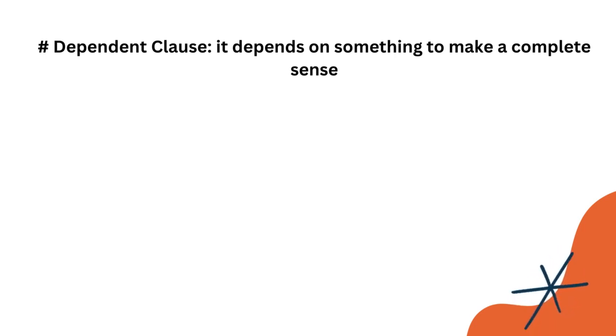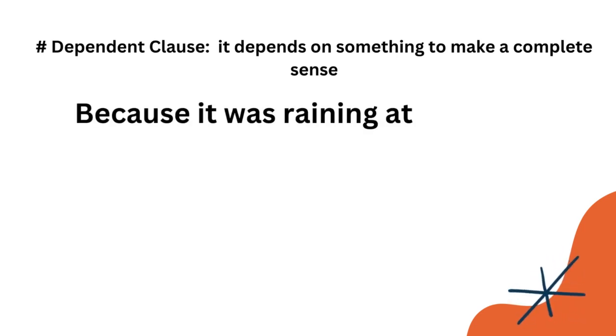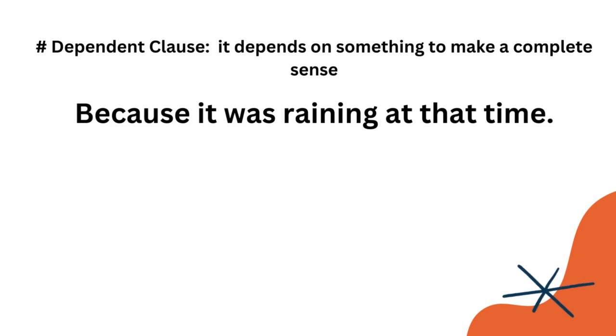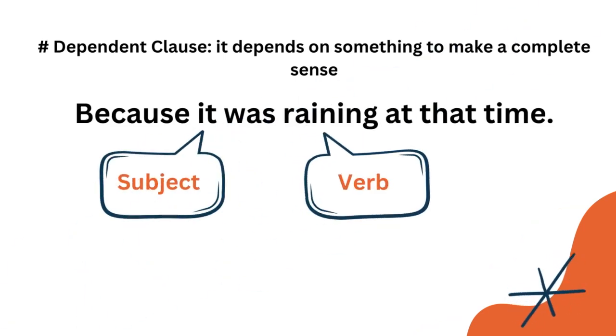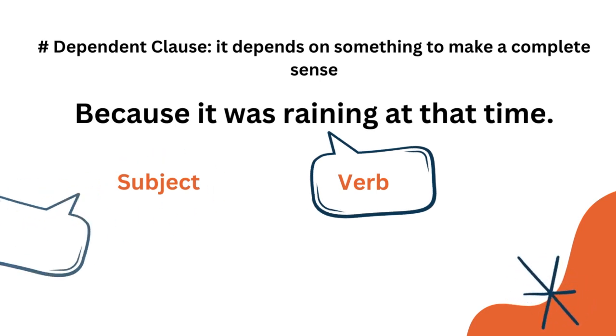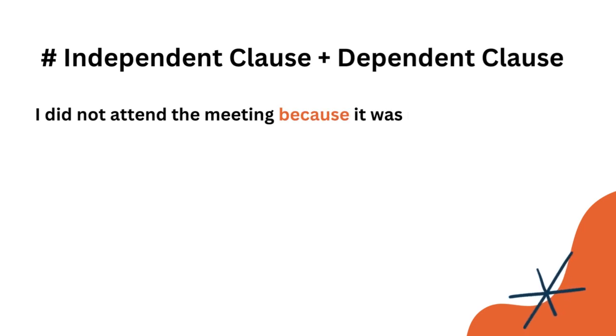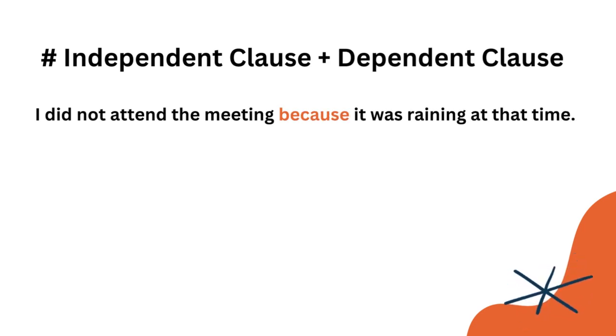For example, because it was raining at that time. It is a subject. Raining is a verb. But it does not make a full sense. So we have to totally depend on the independent clause to make a full sense. Now let's have a look at the independent clause example and the dependent clause example together. I did not attend the meeting because it was raining at that time.